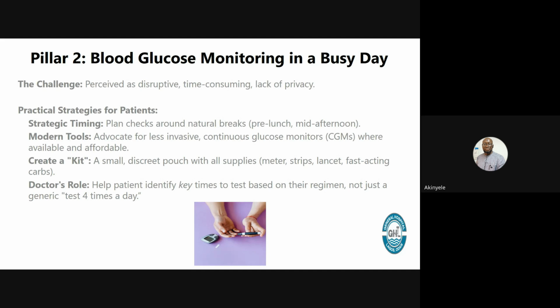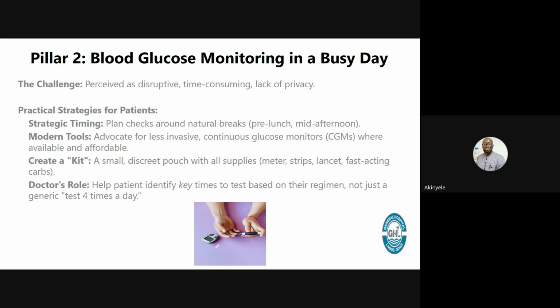So the second pillar in helping them to adjust their diabetes control to their work environment is in terms of their glucose monitoring. Some of them perceive the checking of their blood glucose as disruptive, as time-consuming, and because some of the offices don't have the privacy, some of them may not want to check their blood sugar when everybody is looking at them. So we have to help plan a strategy or strategies that can help them overcome these challenges.